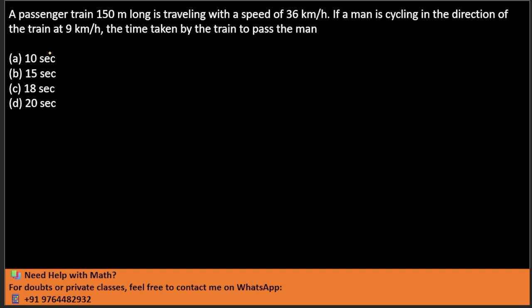Now this question. A passenger train 150 meters long is traveling with a speed of 36 km per hour. If a man is cycling in the same direction at 9 km per hour, the time taken by the train to pass the man. Again, an easy question. You need to solve it by yourself and write the answer in the comment section.